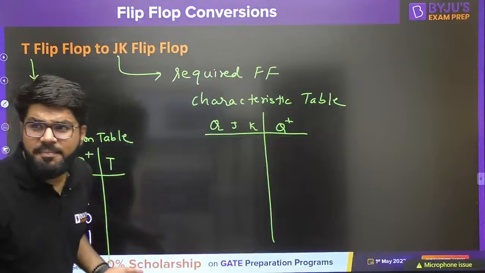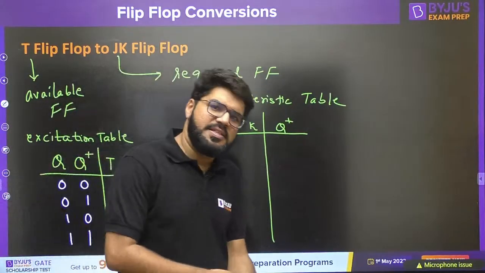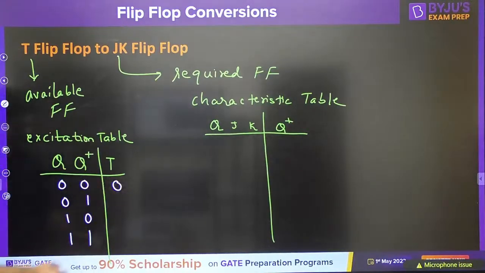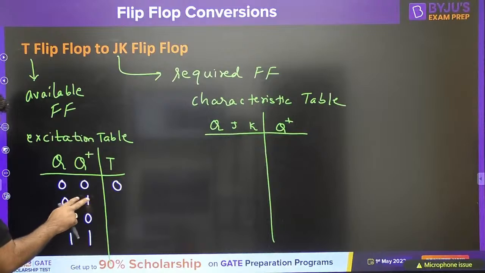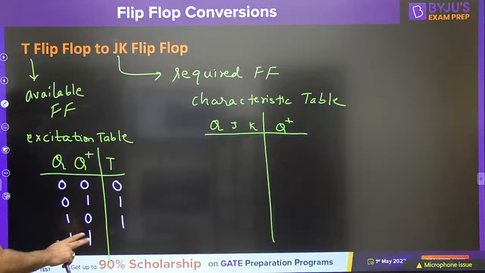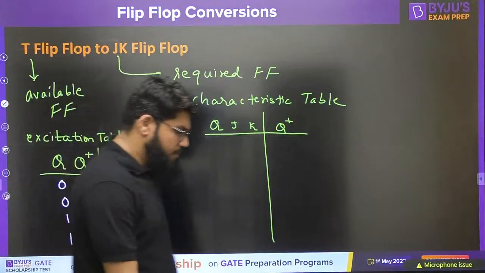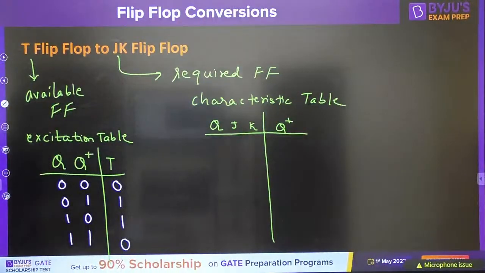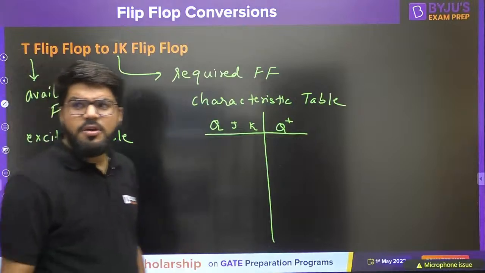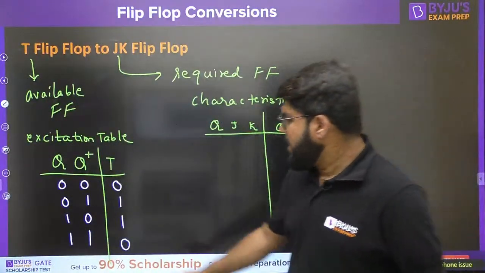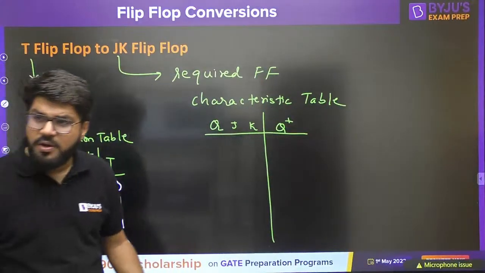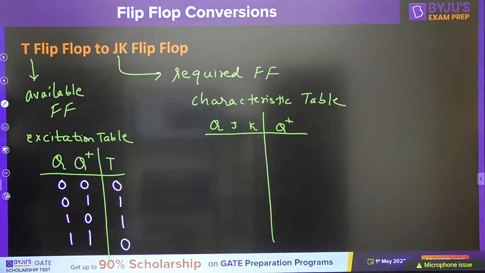So 0 to 0 means same. I explained this in the previous classes. T means toggle. T is for toggle only, right? 0 to 0 means same state, and to maintain the same state, T should be 0. 0 to 1 is toggle, complement, and to complement the flip-flop, you should have T as 1. 1 to 0 is again toggle, so T should be 1. 1 to 1 is same, and for the same state, T should be 0. Okay? No, 1 does not mean toggle. T means toggle, Navneet. Like 0 to 1 is toggle, 1 to 0 is also toggle, right? 1 to 1 does not mean toggle, 1 to 1 means same.